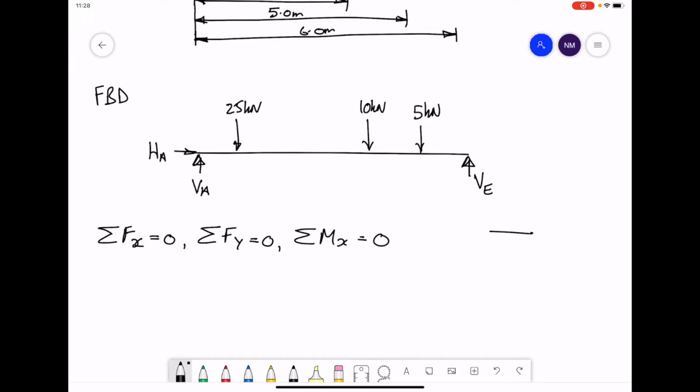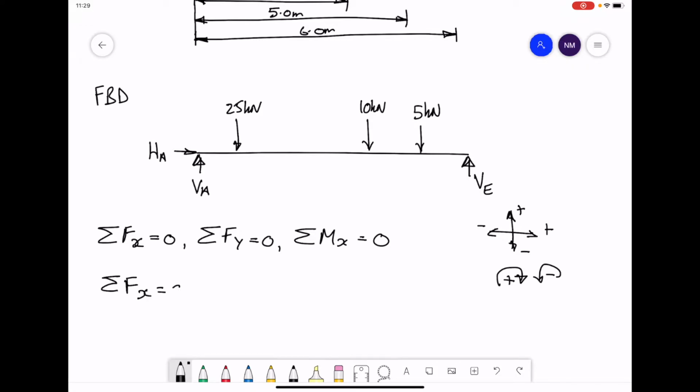Remember the sign convention? Forces up are positive, down are negative, to the right are positive, and to the left are negative. For moments, clockwise moments are positive, anti-clockwise moments are negative.